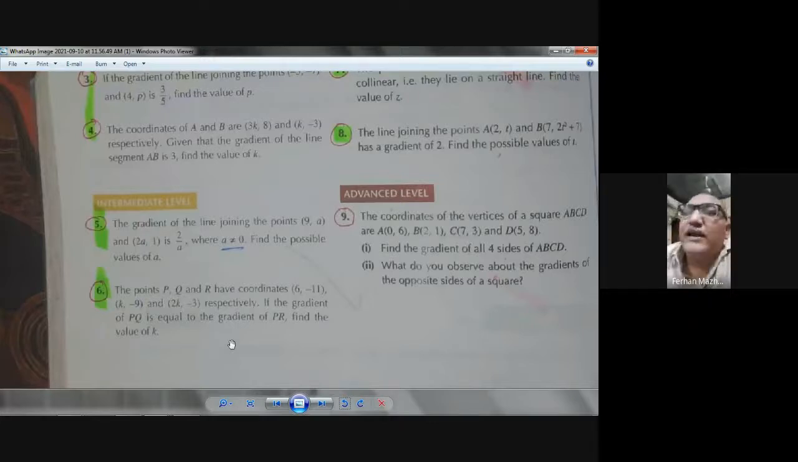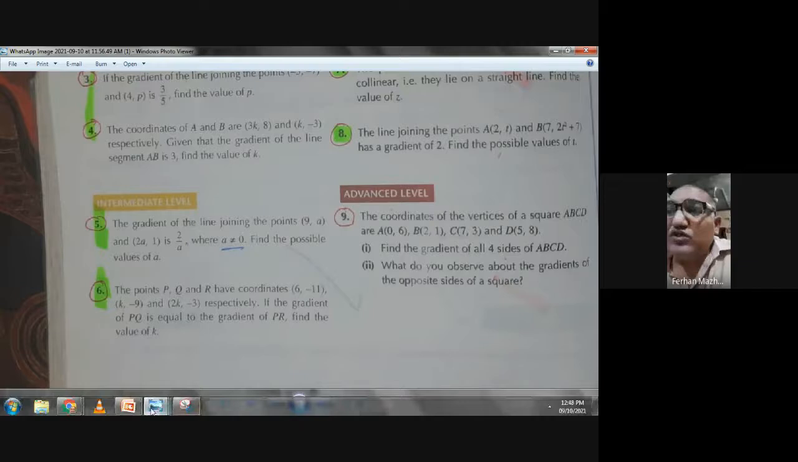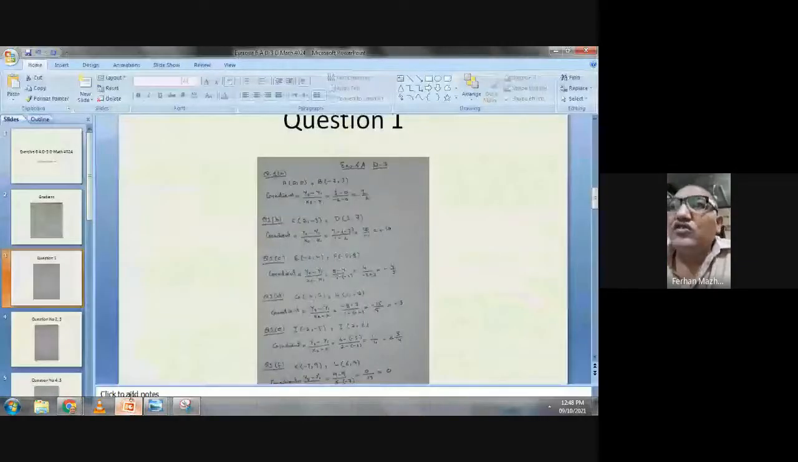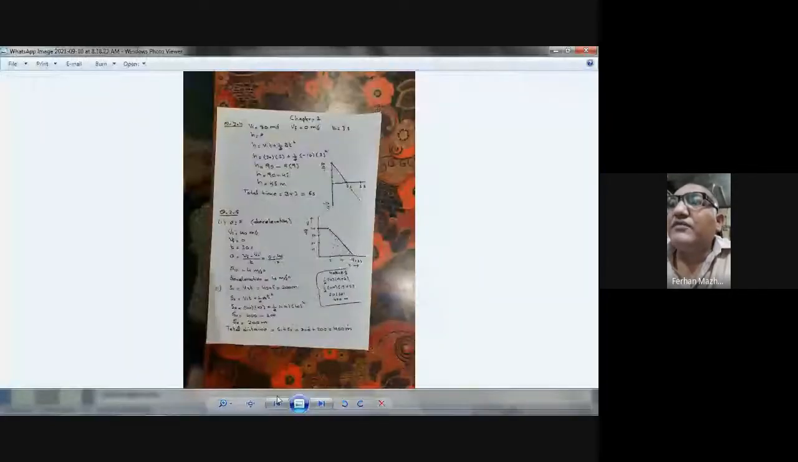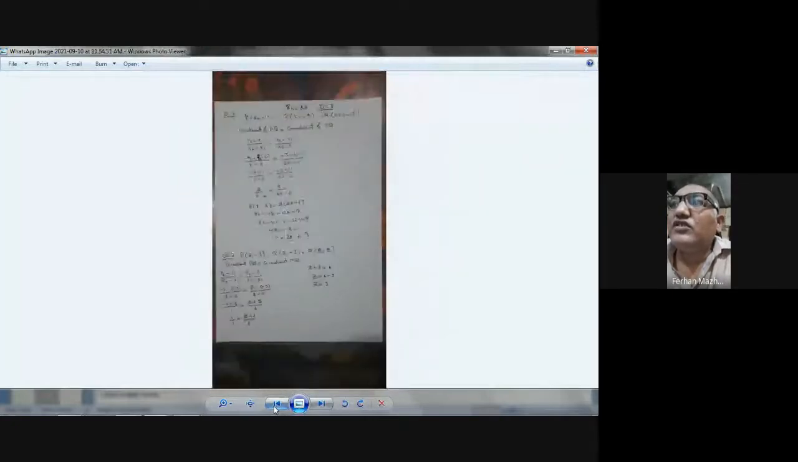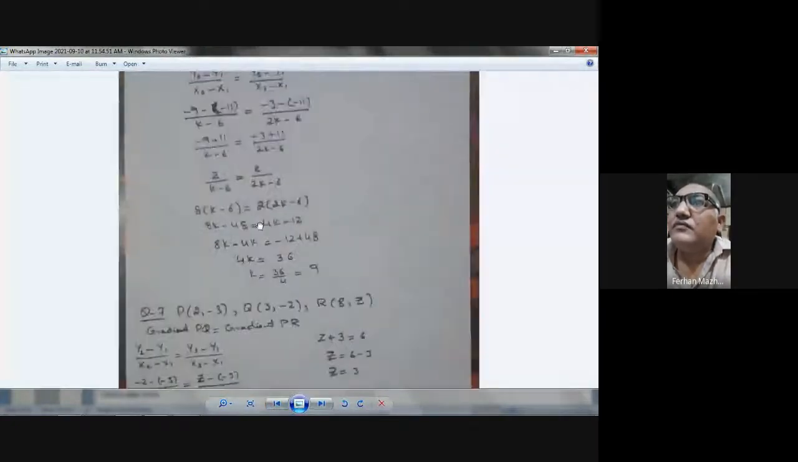So you see here the gradient of PQ, it is a given statement that the PQ gradient is equal to the PR gradient. Very simple. I will make their gradients equal to each other and then I will solve it. So we are looking for question number 6. Okay, let me find that question first. Question number 6. Okay, here we go.